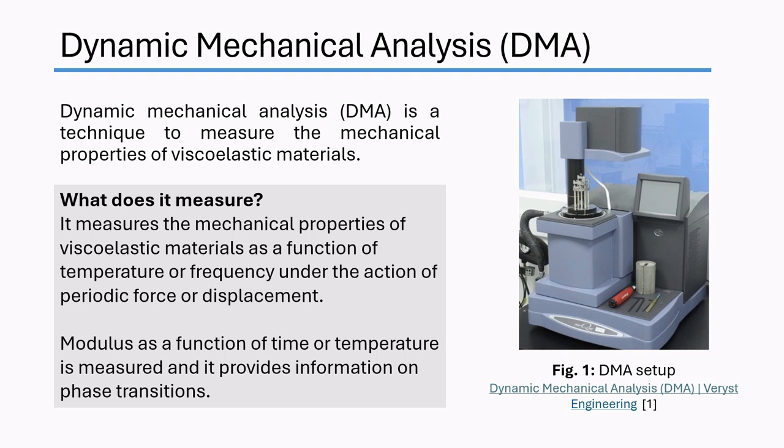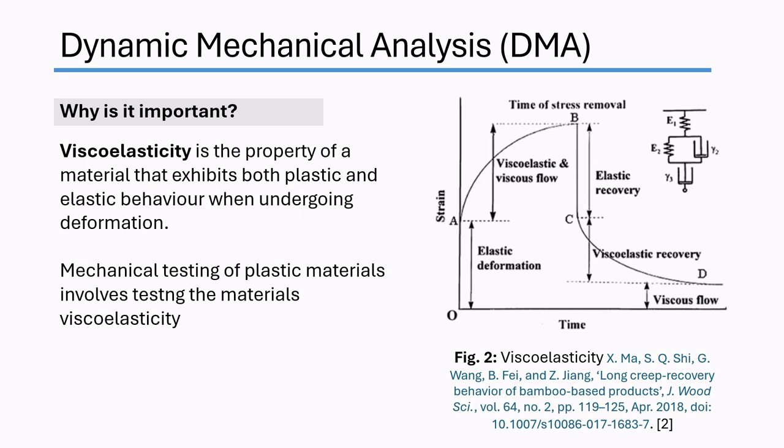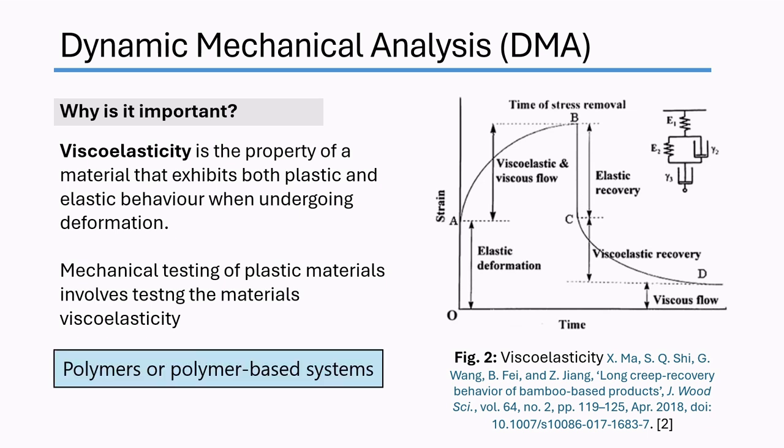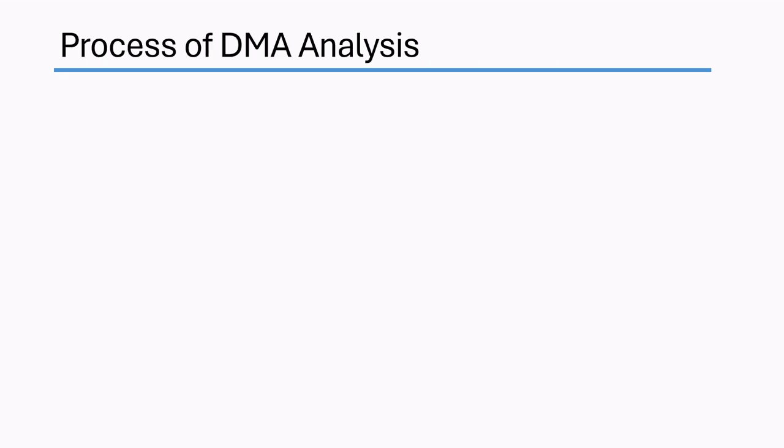So I mentioned that DMA measures the mechanical properties of viscoelastic materials. So why do we use viscoelastic materials for DMA? These kinds of materials are a little complex to characterize because they have both elastic behavior and viscous behavior, and the response that they show is a complex interplay of both elastic and viscous response, and hence we need DMA to characterize them. An example of such a system that is viscoelastic in nature is polymer or polymer-based systems.